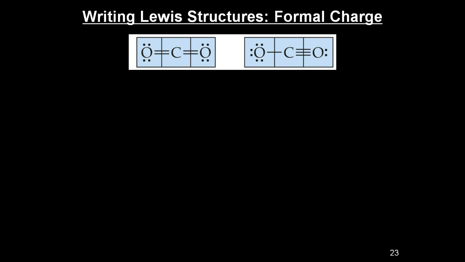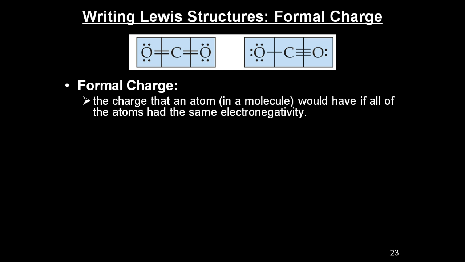And the way to find the best Lewis structure is to calculate formal charge for each atom in that Lewis structure. The formal charge is a calculation that tells you what charge an atom would have in a molecule if all atoms had the same electronegativity. I calculate this a little differently than the way the book does it, so this is how I'm going to teach you to do it. If you find that the way the book does it is more intuitive to you, use that method, because they both will work out for you.